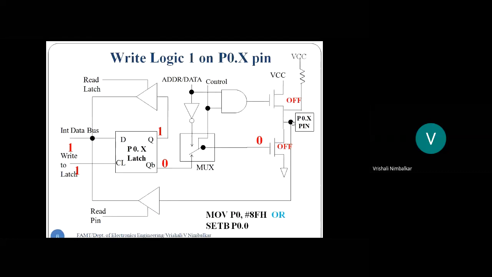Now where is this pin connected? This pin is connected to VCC by the pull-up. And the name itself is pull-up, meaning this pin will be brought up to VCC. And now logic 1 appears on the pin. And that's how the right operation happens. Because of this pull-up getting connected, logic 1 appears on the pin.